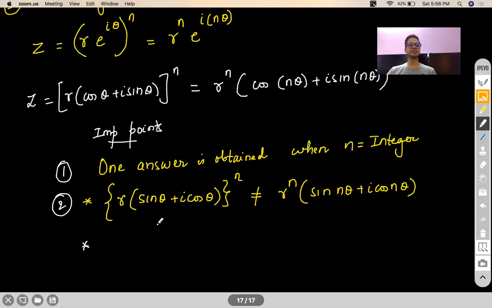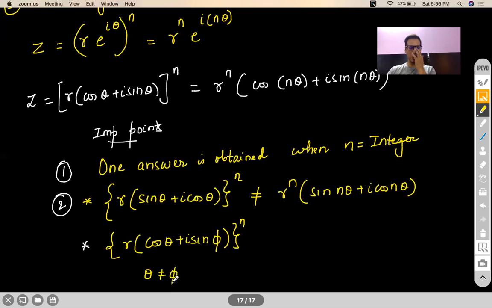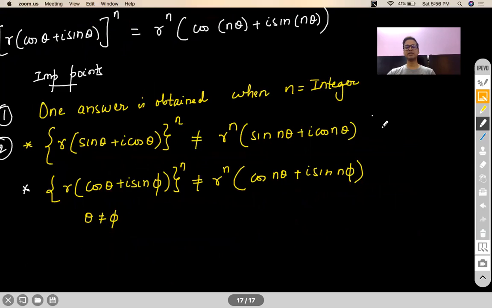Second mistake is, if you have your complex number written in this form, where theta and phi are not the same. Sometimes somebody can write a complex number in this way to deceive you, right? Then this also cannot be written in this form. Are you getting my point? Do not make these mistakes. Very, very common mistakes. Please be careful of this.